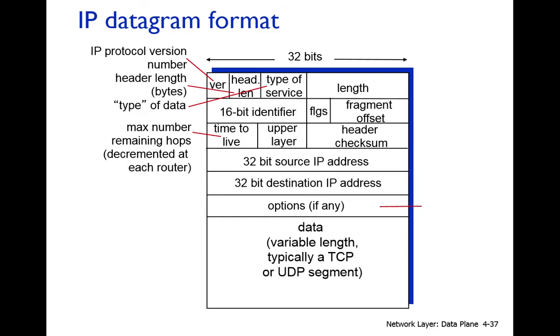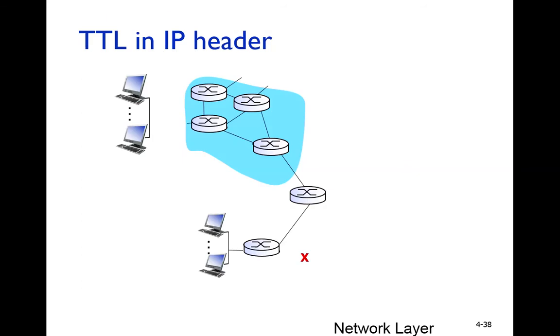The TTL field. Suppose we have a source machine, and it wants to transmit a packet from source to destination. Now suppose this field has TTL equal to 3. The TTL value is set to 3, so time to live is set to 3.